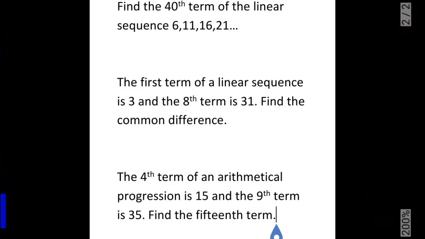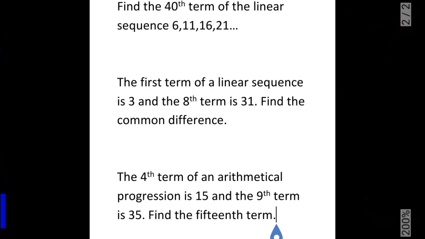This question says, the first term of a linear sequence is 3, and the 8th term is 31. Find the common difference. If you look at this question closely, you will see that we are not looking for an nth term here. This time we are looking for the common difference.